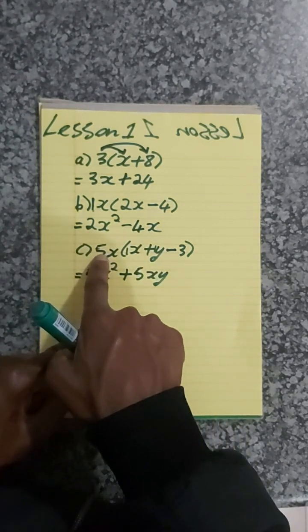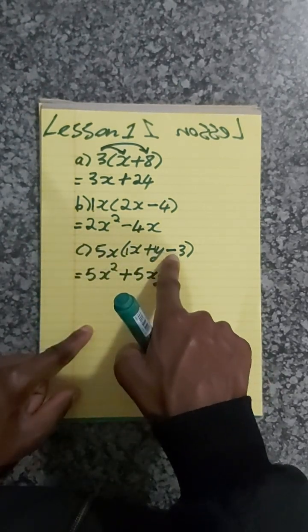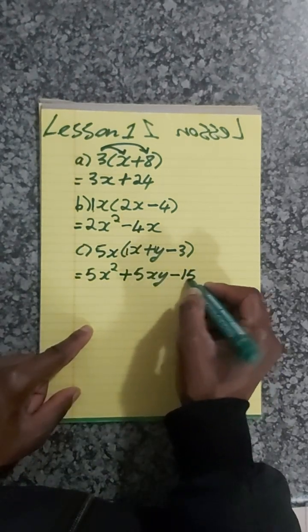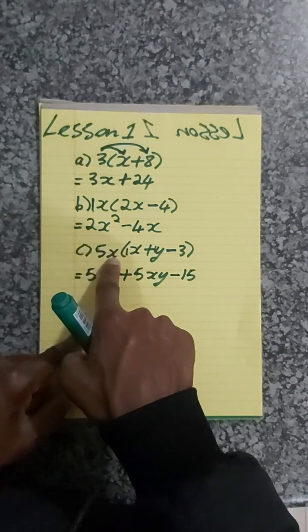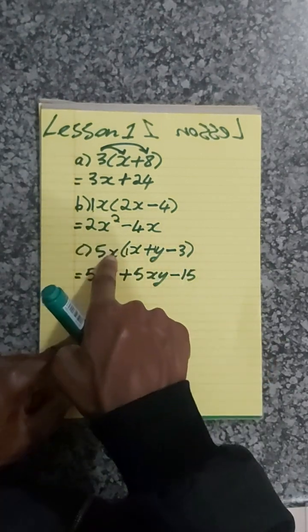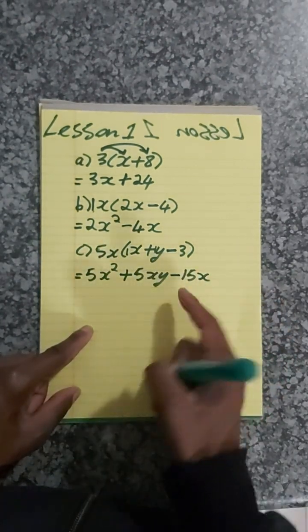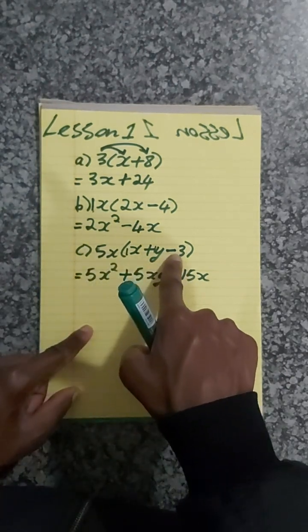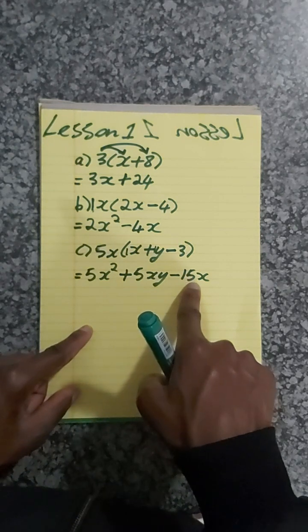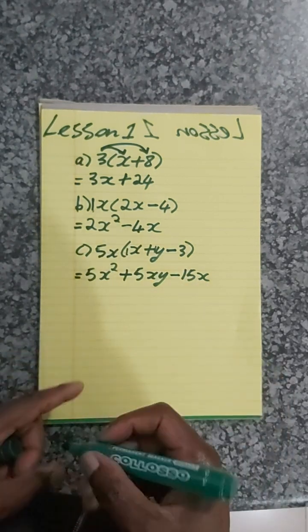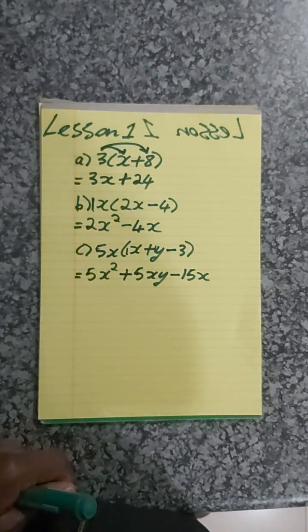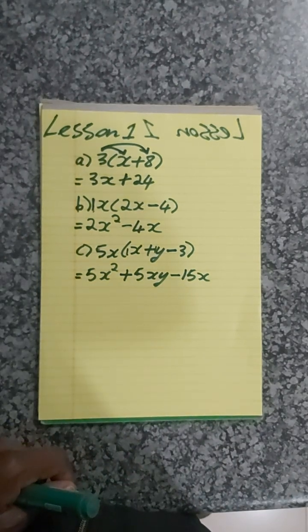Then we move on to the last one. We say 5 multiplied by negative 3. What do we get here? We get negative 15. And because there's no x here, we'll just take this one as it is. What this means is that 5x multiplied by negative 3 is negative 15x. Does it make sense? Okay, let's go to this fourth one, the last one for this lesson.